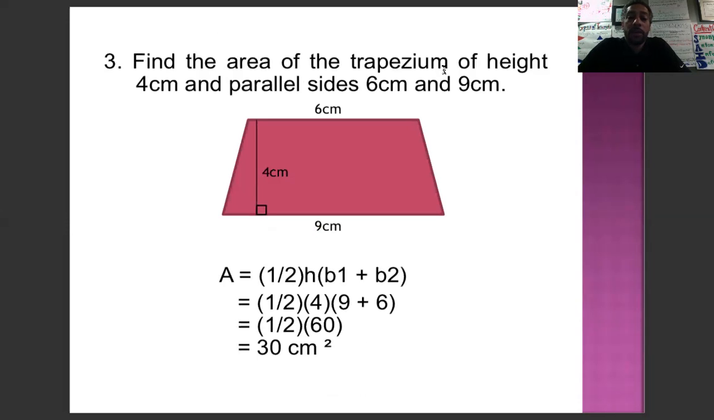Find the area of the trapezium of height 4 centimeters and parallel sides 6 centimeters and 9 centimeters. Our formula is 1/2 the height times the sum of side 1 and side 2. So we'll look for 1/2 of 4 times the sum of 9 plus 6. The sum of 9 plus 6 is 15. 4 times 15 is 60. 1/2 of 60 gives us 30 square centimeters.